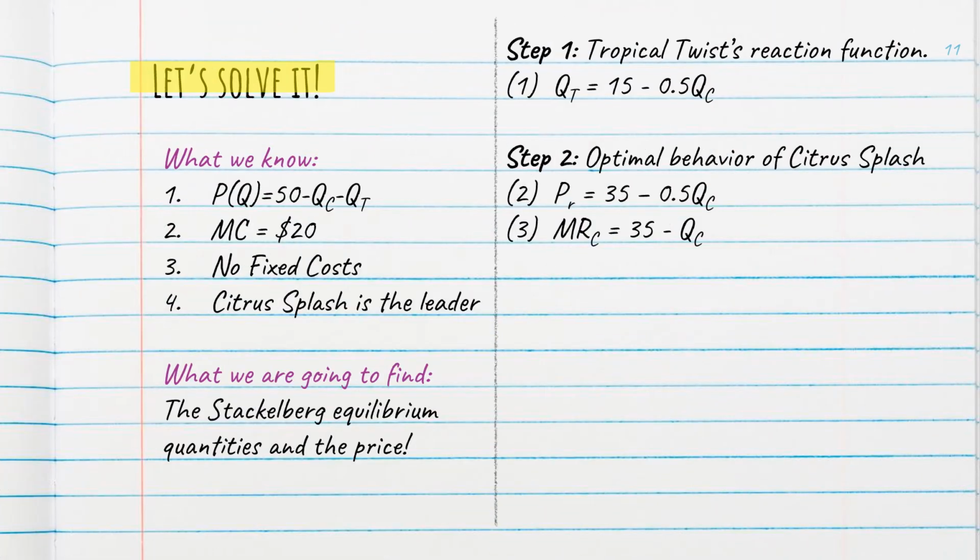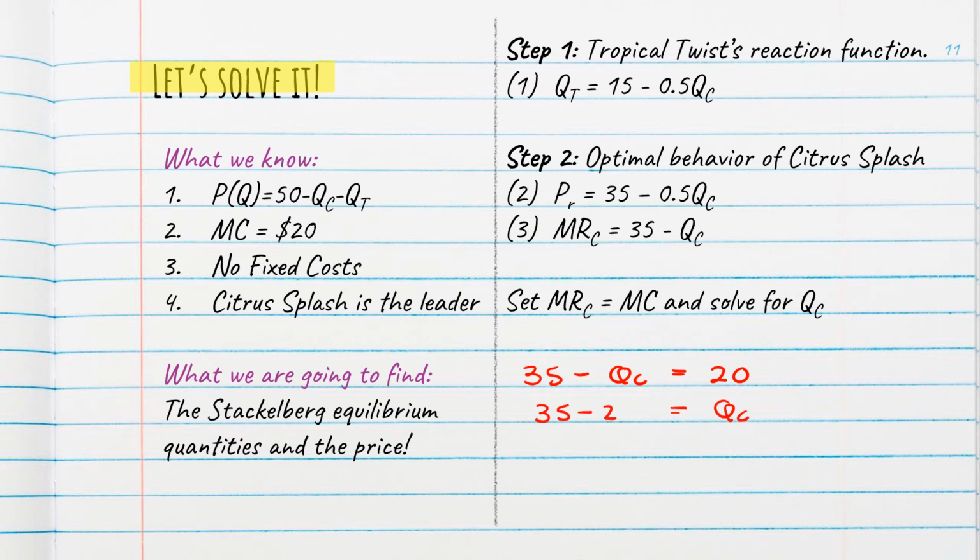Using this marginal revenue, we should be able to solve for our leader's optimal output by setting marginal revenue equal to marginal cost. So I have 35 minus QC is equal to the marginal cost of 20. Solving this is fairly straightforward. We have QC is equal to 35 minus 20, which we can rewrite as QC is equal to 15.